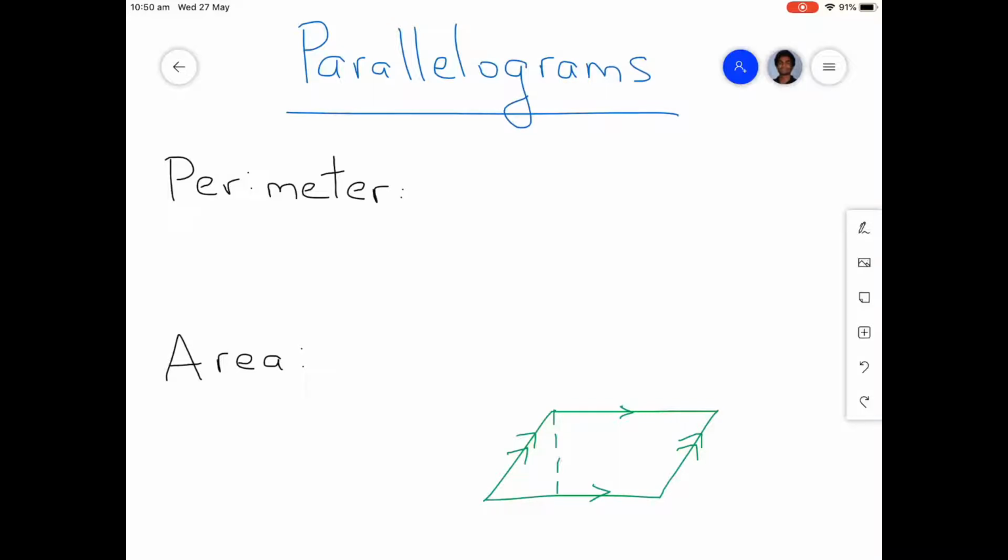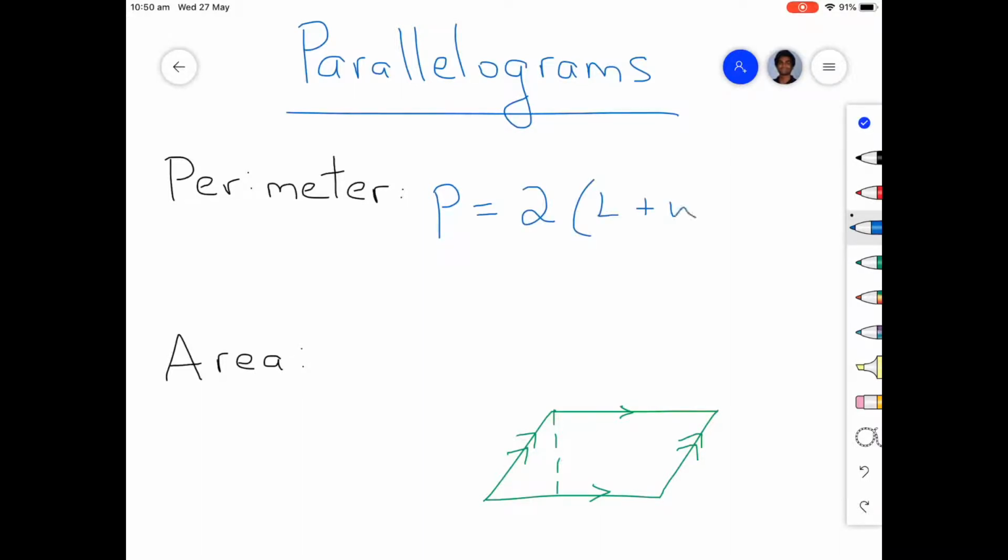Now, because a parallelogram is very similar to a rectangle, the formula for the perimeter of a parallelogram is the same as a rectangle. Because we have two equal lengths, so the top and bottom, and we have two equal widths, so the left and right, we can use the formula 2 times the length plus the width. Another way of calculating the perimeter, of course, is just to add up all of the sides. So an alternative formula is just the sum of sides.